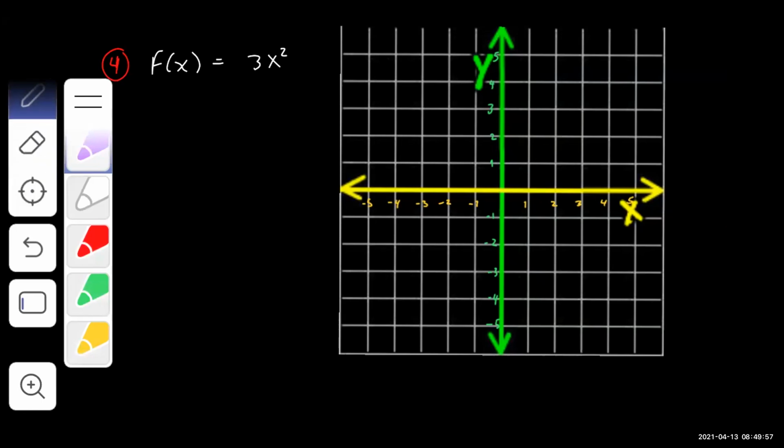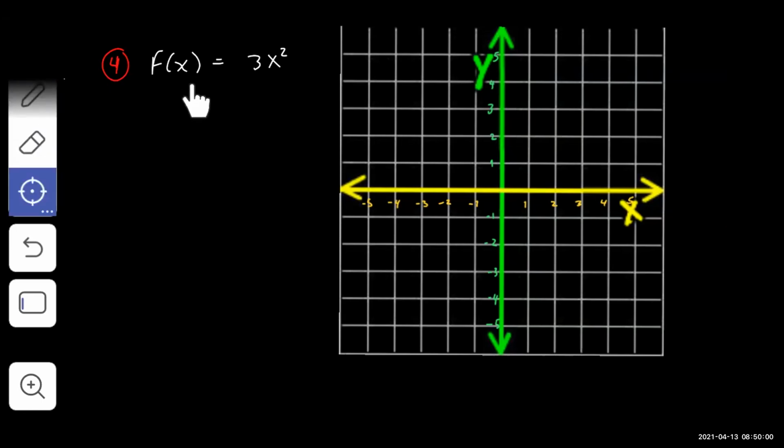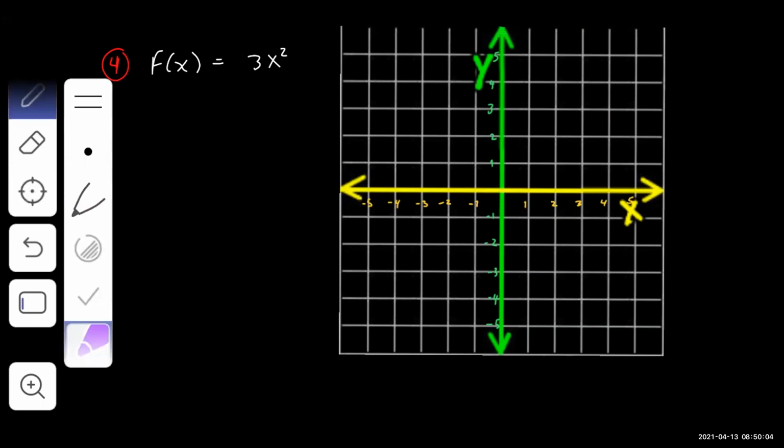Today we want to try to graph this quadratic equation, which is f of x equals 3x squared. Okay, let's get into that.